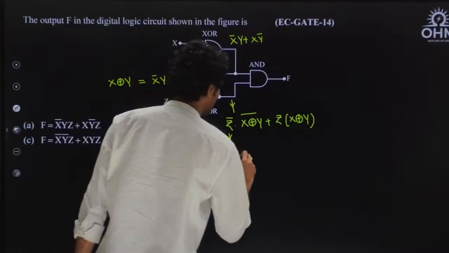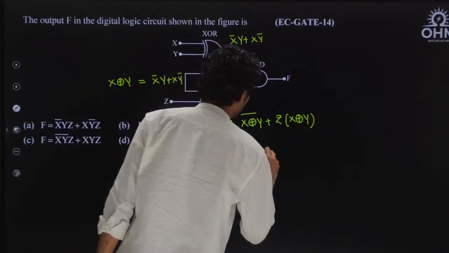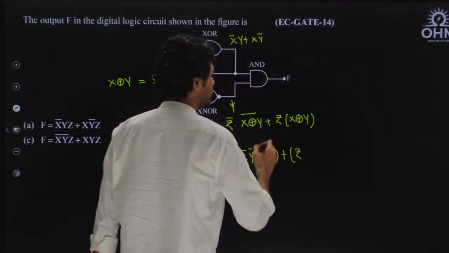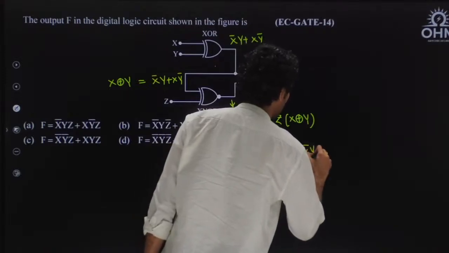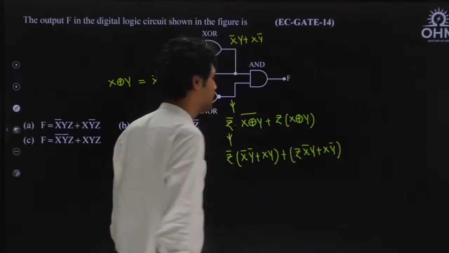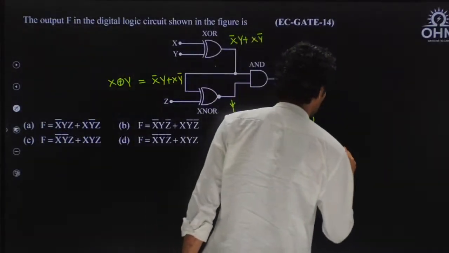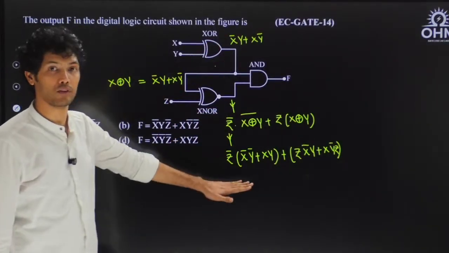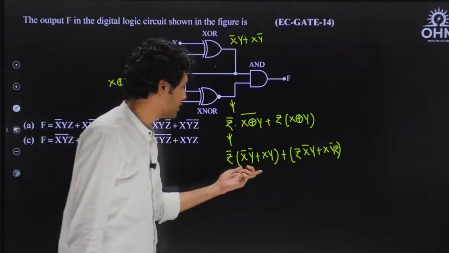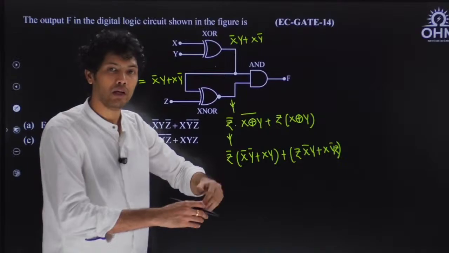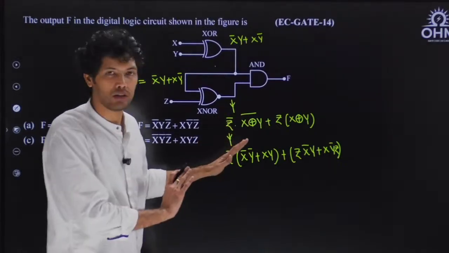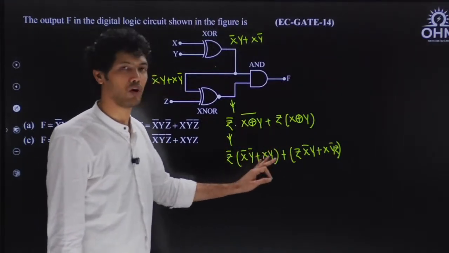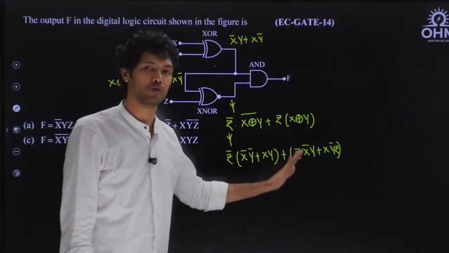z bar into, what is this guy? This is x bar into y bar plus x into y. First term. And second term is basically z into, what is x XOR y? x bar y plus x y bar. Okay, x y bar. And anyway we are also having z, I'm taking z here. Okay, so we have got two terms, and then we have to multiply this expression as well as this expression. Notice now we have four terms here, we have two terms here, and we have to multiply them. It becomes quite a lengthy expression. It's not that you don't get the answer, you will 100% get the answer, but only thing is there is a lot of calculation involved here, which may take a lot of time for you.